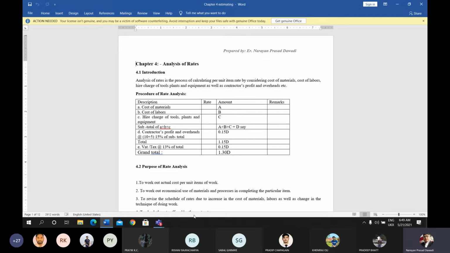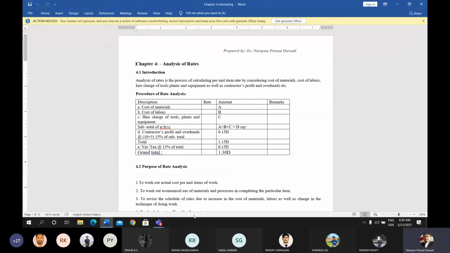This is the procedure of rate analysis. The procedure is already discussed. We have to find the total cost of the material, the total cost of labor, and the total cost of hire charge of tools, plants and equipment required. All these costs are added, which are the direct costs. A plus B plus C is equal to D. If you add the sum of all these direct costs, the amount is D.